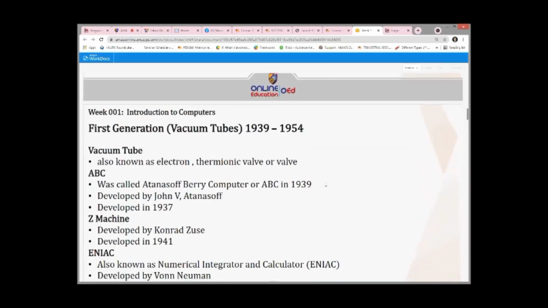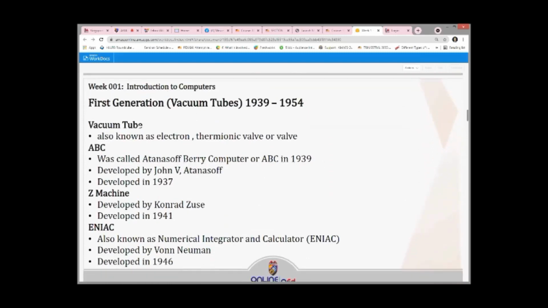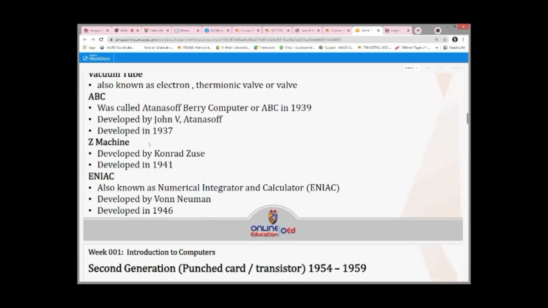Moving forward, again, for the first generation, we have the vacuum tube, and then we have the ABC, also known as the Atanasoff-Berry Computer, in 1939. It is named after John Atanasoff, the inventor of this, and he developed it in 1937. We also have the Z machine under the first generation, developed by Conrad Zuse in 1941. We also have the ENIAC, which means Electronic Numerical Integrator and Computer, developed by von Neumann in 1946. So that is for the first generation.